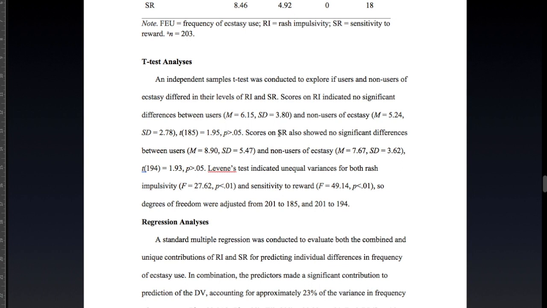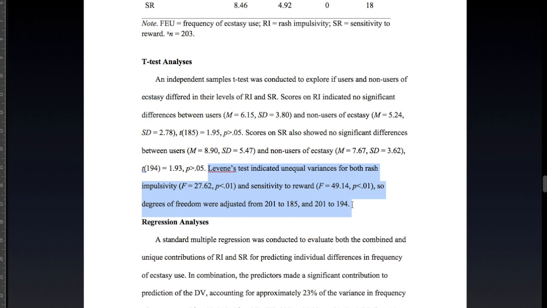Then we've got scores on SR also showed no significant difference between users and non-users again. So the first one was talking about RI, this one is SR. And then we've got Levene's test indicated unequal variances for both rash impulsivity and sensitivity to reward, so degrees of freedom were adjusted.